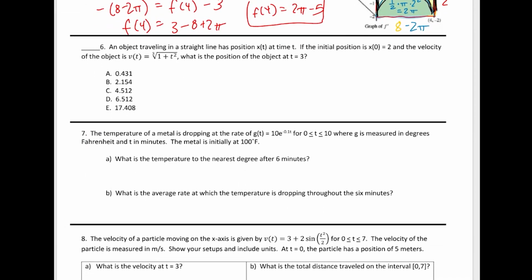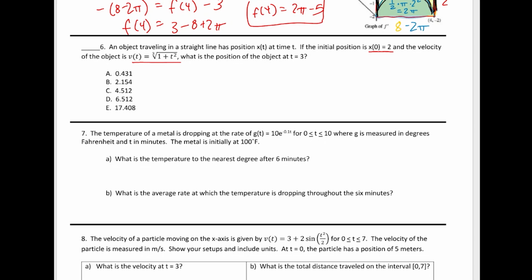Number 6 says an object traveling in a straight line has position x at time t. If the initial position x is 2, and the velocity of the object is the cube root of 1 plus t squared, what's the position of the object at time equals 3?